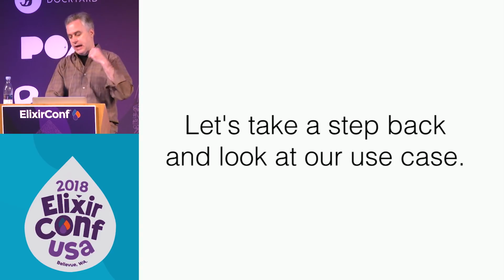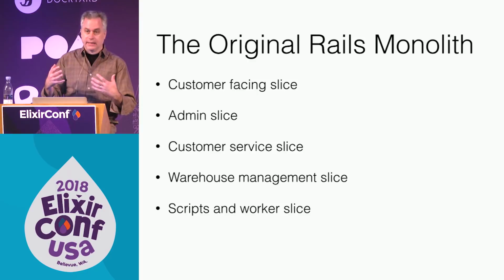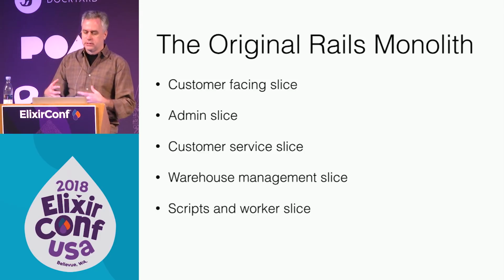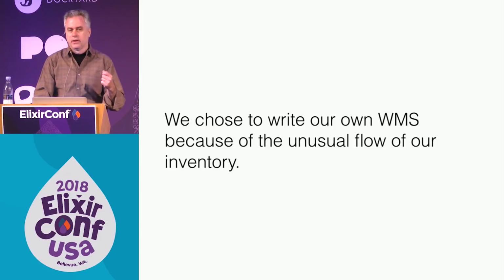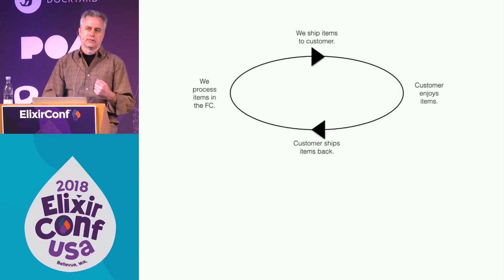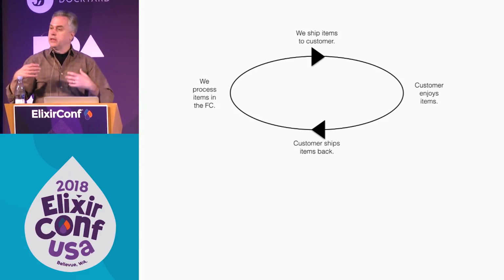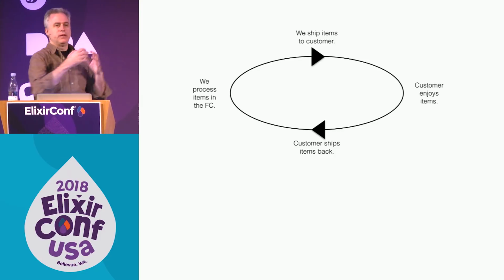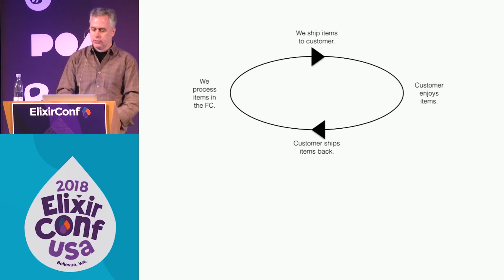So if we want to take a step back and see where we began, the original code base when I got to Latote was a Rails monolith, and as a Rails monolith, it did a lot of work. It had a lot of facets, from customer facing to admin, customer service, warehouse management, all these different things. And by the way, we did choose to write our own warehouse management system at the very beginning because we have kind of a unique need. We don't work the same way that most fulfillment centers or warehouses do. We ship garments out to people. They use them. They ship them back. But then we process them and ship them back out again. In most warehouses, items come in, they sit on the shelf for a little while, they ship them out, and it's an exception when they come back. So we had some unique needs, and that's why we did write our own.